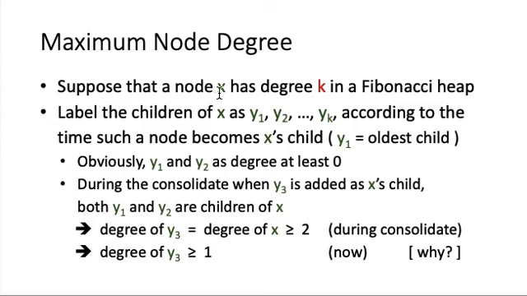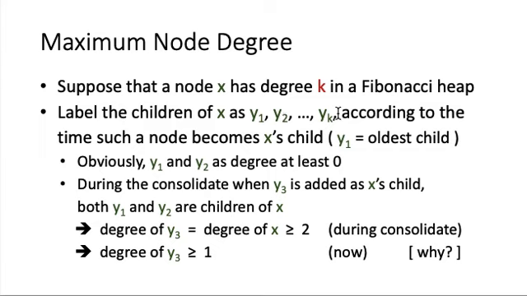Let us consider a node x which has degree k at this moment. Because it has degree k, it will have a bunch of children. Let's label the children as y1, y2, y3 up to yk. But we have a special ordering.